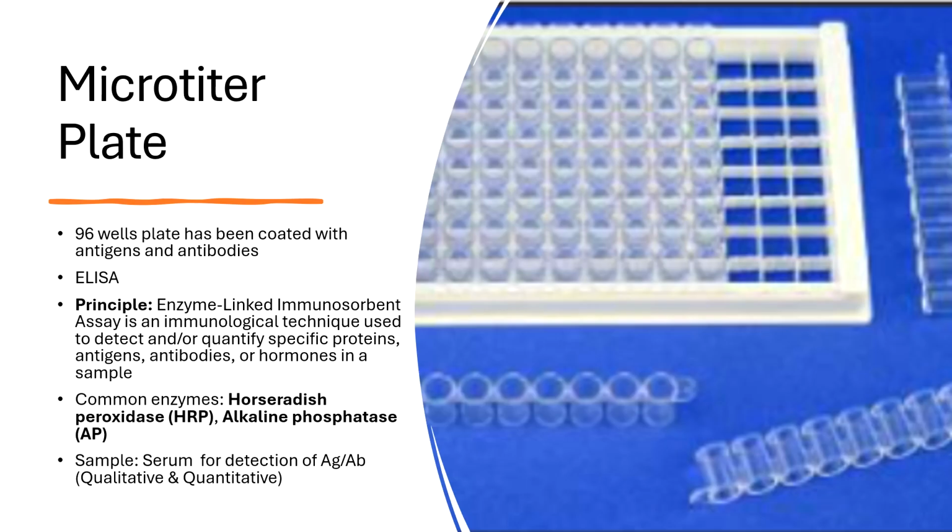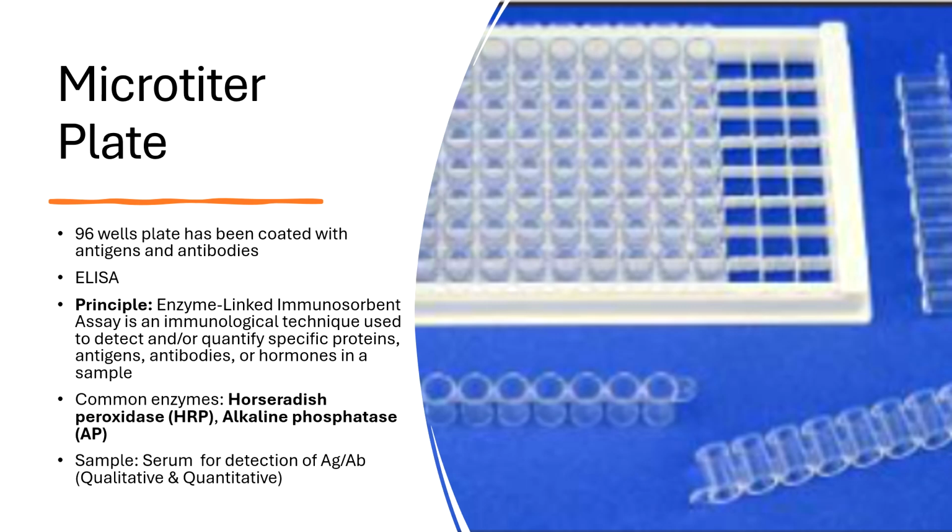Now this is a picture of a microtiter plate. It has 96 wells and is coated with either antigen or antibody. It is basically used for ELISA. Now what is ELISA? ELISA is enzyme linked immunosorbent assay.